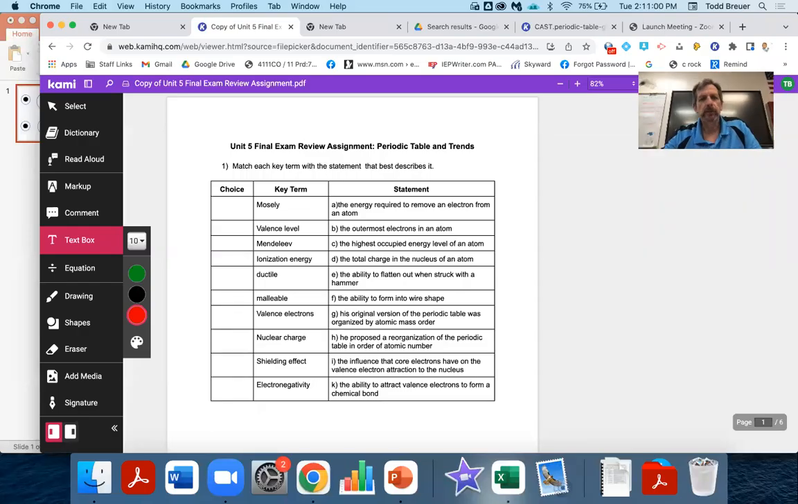Greetings and welcome back. What we're going to take a look at today is the Unit 5 final exam review. Unit 5, the topic area is the periodic table and some trends or patterns that appear. There's a number of words that relate to position on the periodic table, and some of our trends describe behavior of atoms as a result.